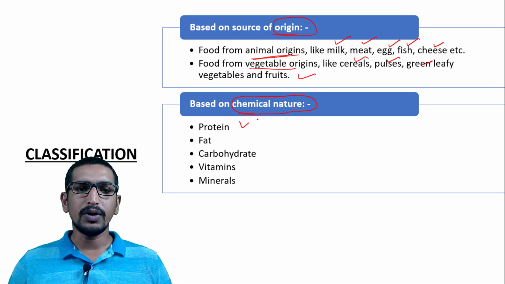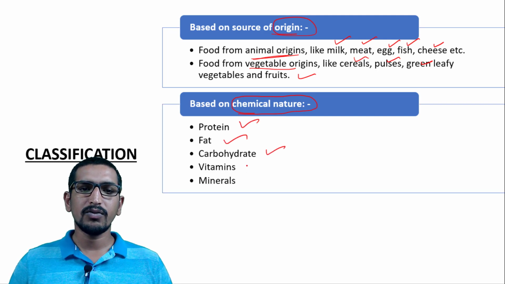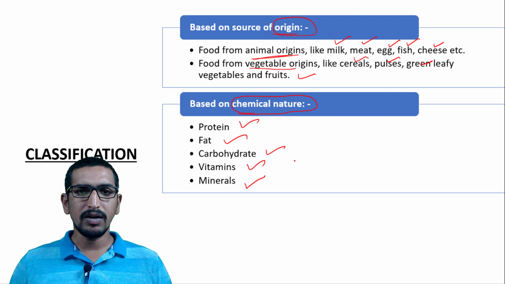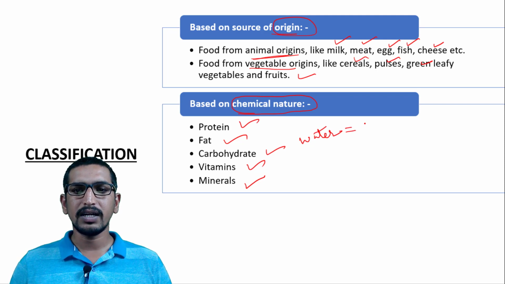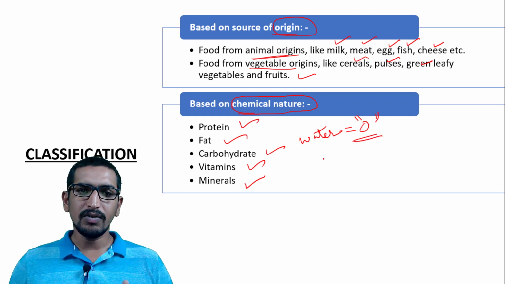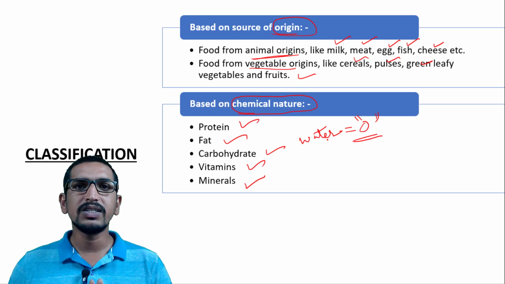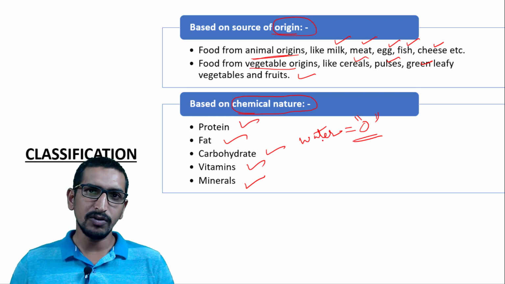And based on the chemical nature, the nutrients are classified into several types. In that, protein, fat, carbohydrate, vitamins and minerals. One more nutrient is there, that is water. Water is not a nutrient, because water gives zero energy. So that's why we are not considering it a nutrient. But in our classification, we should consider water as one of the nutrient molecules, which is essential for the maintenance of all other nutrients.